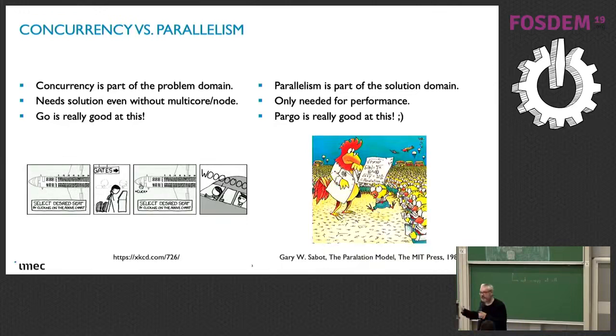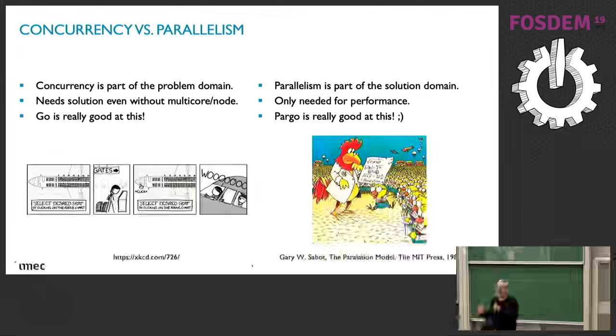On the other side, when we talk about parallelism, we're only talking about the solution domain. These are problems for which we don't necessarily need any form of concurrency, but we may want to use multiple cores or multiple nodes to make them faster. That's the only reason why you would want to use parallelism. And if you don't care about performance, you can go home now.